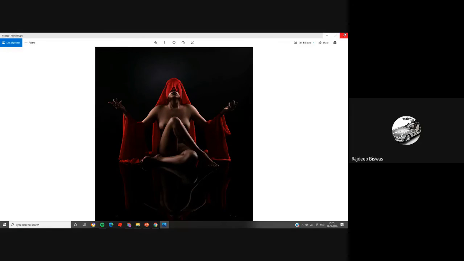So if you're using a veil or any specific color on your image, on your subject, remember that each color represents something. So keep those in mind while you're using colors on your subject.